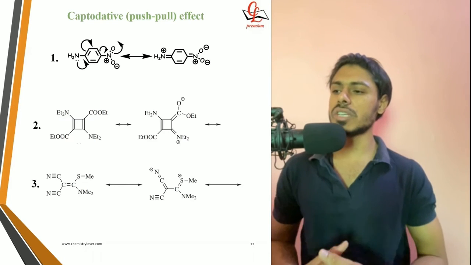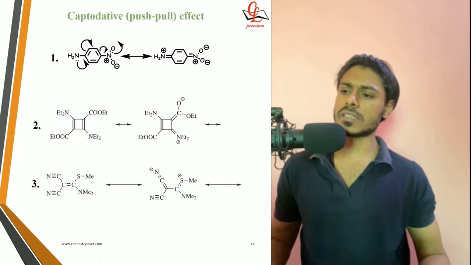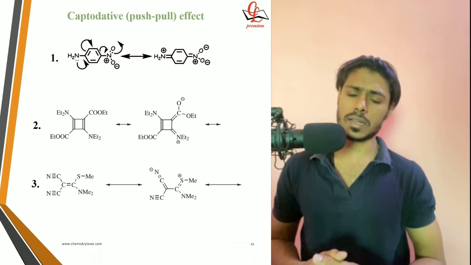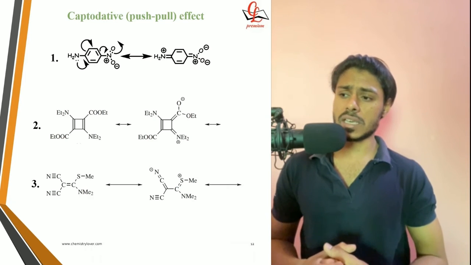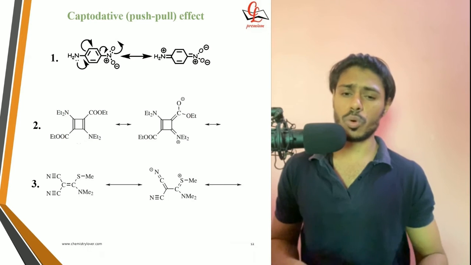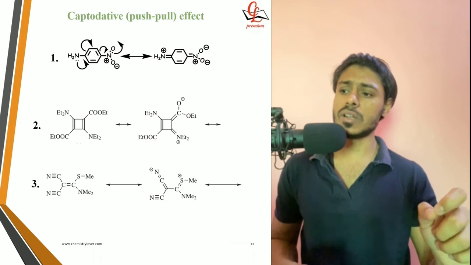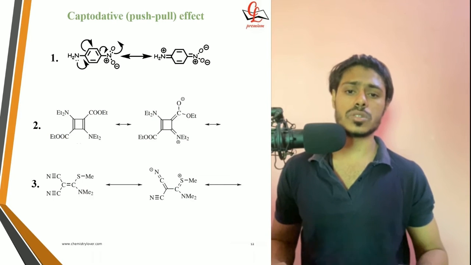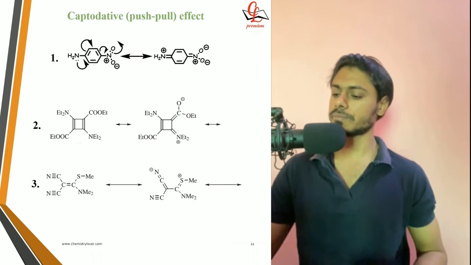A similar effect is seen in example 2 and example 3, where in example 2 the lone pair in the Et2N group is delocalizing into the ester group, and in example 3, both the lone pair on sulfur and the lone pair on nitrogen are delocalizing into the nitrile group. So this is called captodative effect or push pull effect. This is a very strong effect.